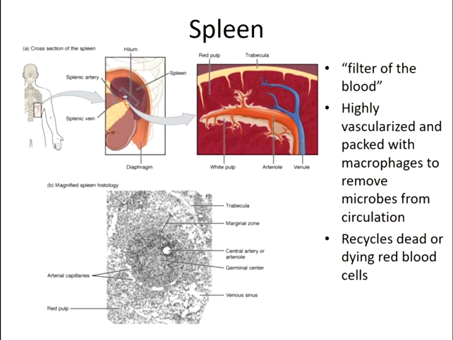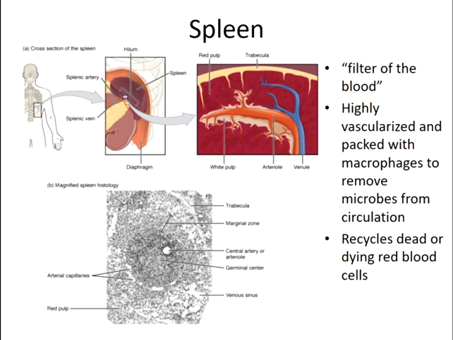So the spleen filters blood. It's highly vascularized, with lots of blood. It's actually a reservoir for blood and for platelets, so you find a whole lot of blood components in there. In fact, when you have an injury, platelets tend to be released from the spleen because they're just hanging out there waiting to do their job. And then it recycles the dead or dying red blood cells. We refer to those as senescent cells.